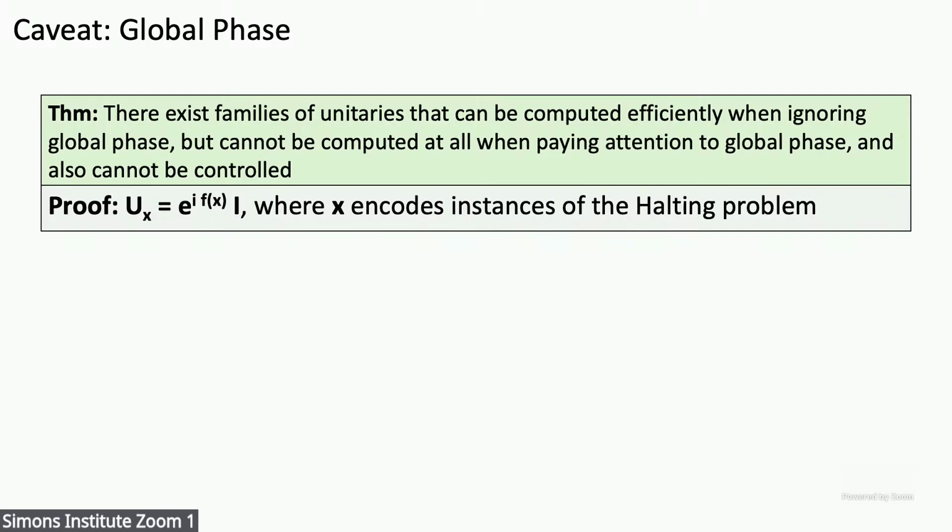So if you ignore global phase, this is just identity. It's trivial to implement. But if you're trying to force a global phase, or if you're going to control, then this global phase becomes a relative phase. And with the controlled version, you can actually learn the phase, which would allow you to solve the halting problem. So if you pay attention to global phase with this set of unitaries, then you actually just can't implement it.